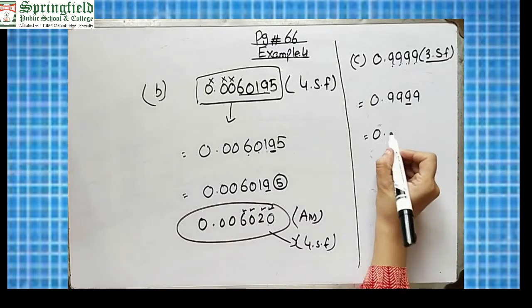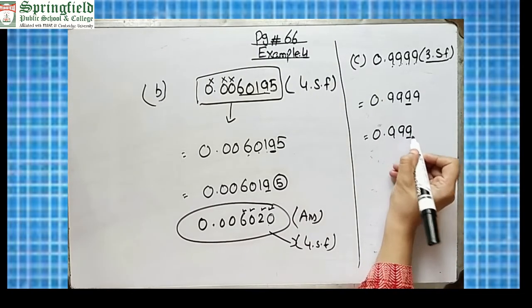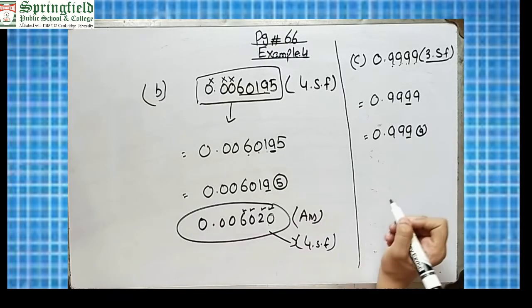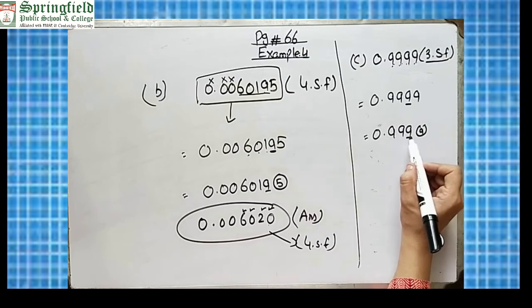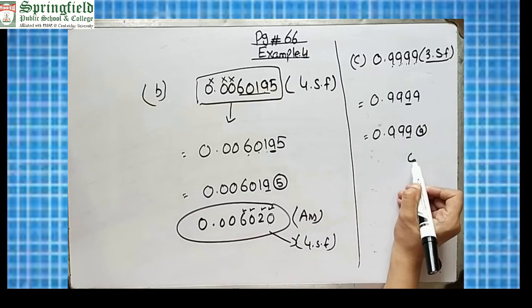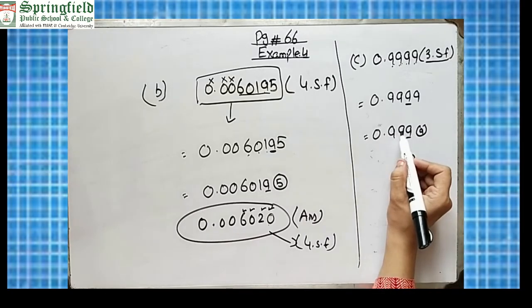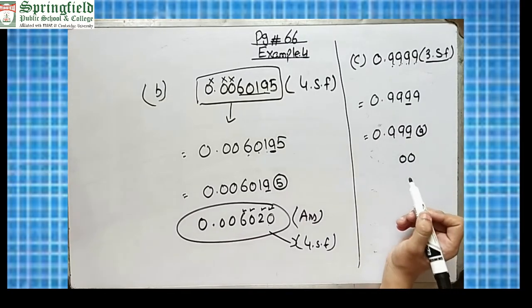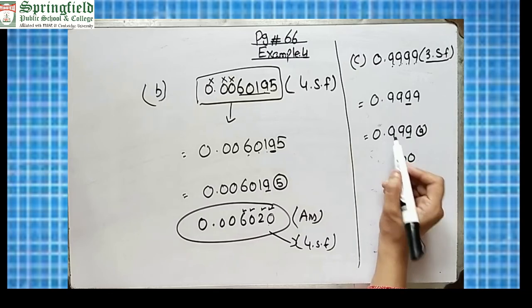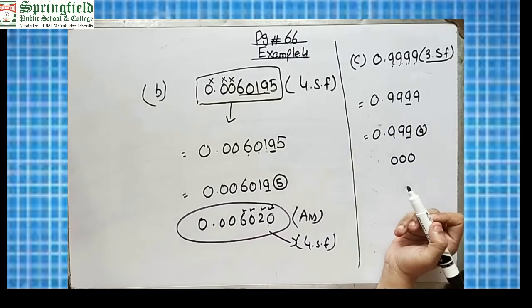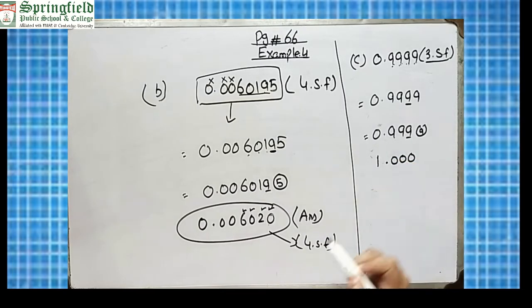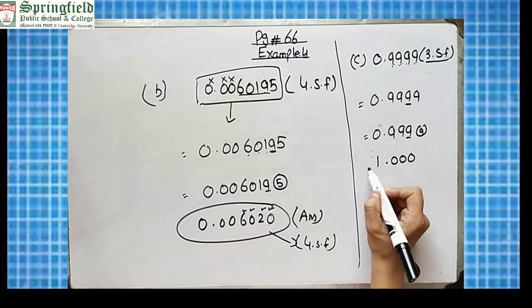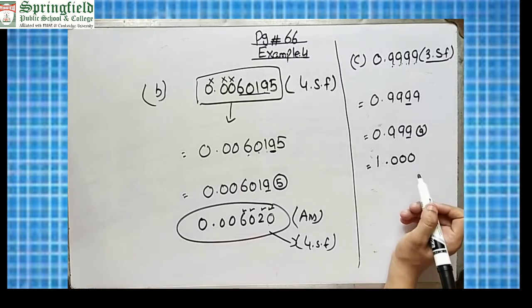In the next step, circle the next digit. So the 9 is greater than 5. It means we will add 1 to the underlined digit. So it will become 10 and 1 will add to the 9 again. It will become 10, and then 1. It will become 10 and 1 will add to the 0. It will become 1. So 1.000.